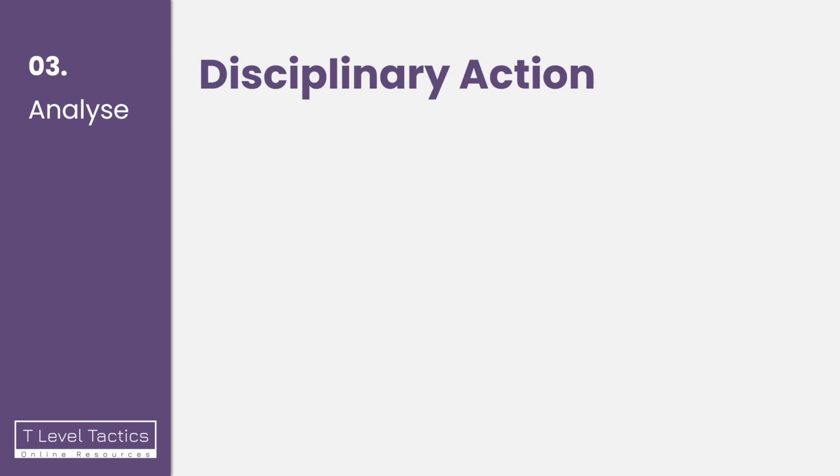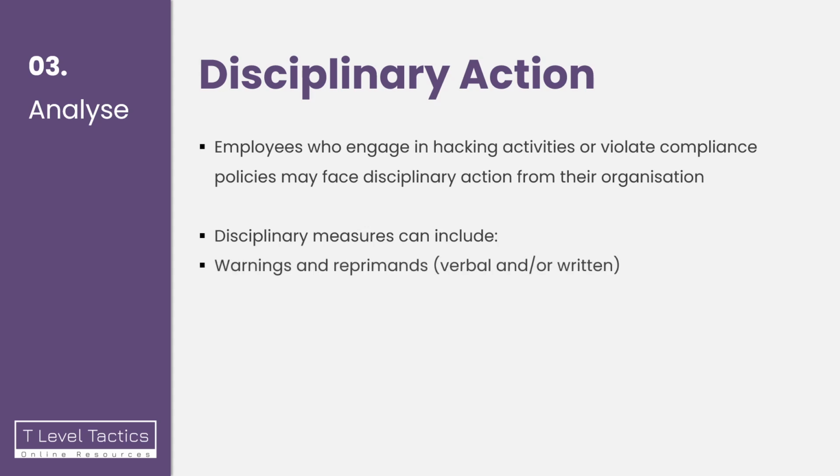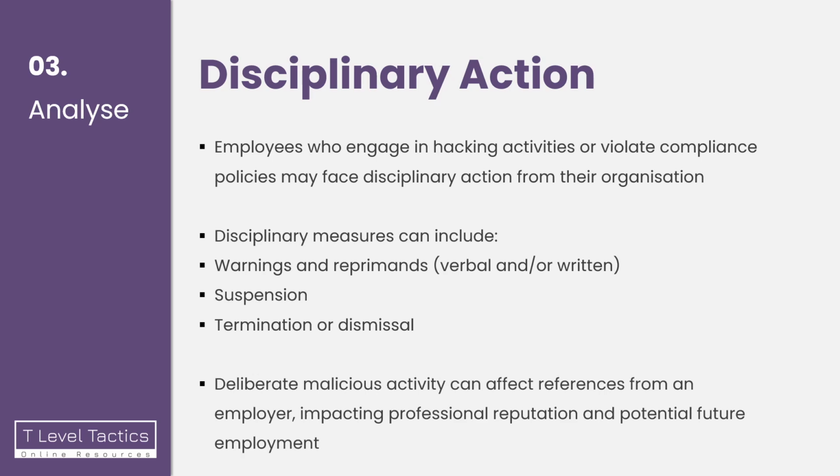Employees who engage in hacking activities or violate compliance policies may also face disciplinary action from their organization or employer. And disciplinary measures can include warnings and reprimands, which can be simple verbal or written warnings, suspensions, or even termination or dismissal from their role. And deliberate malicious activity can affect references from an employer, impacting professional reputation and potential future employment for individuals.